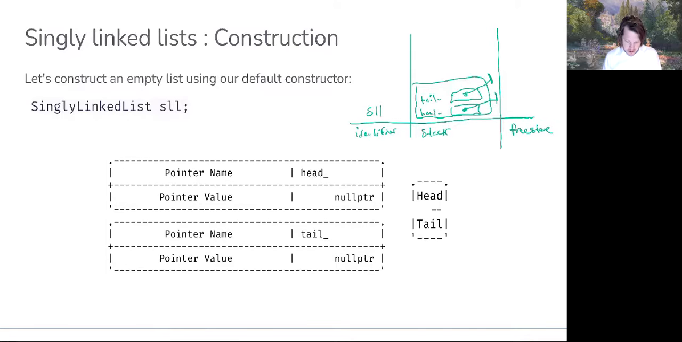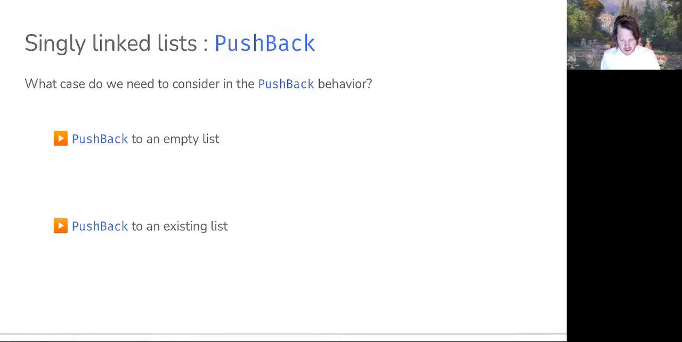But to just, I guess, go through this one more time, head is going to be initialized with the null pointer. So at this point, after the construction of SLL, head's value is null pointer. Likewise, tail value is null pointer. And showing in this silly little diagram over here, we have an empty list. Now let's go ahead and begin pushing things back to our list.